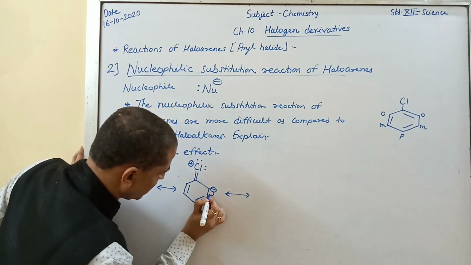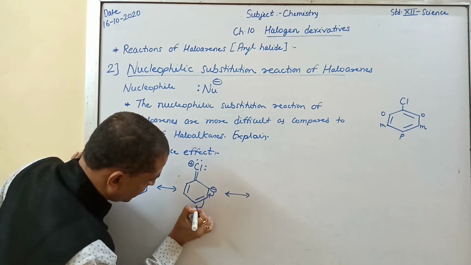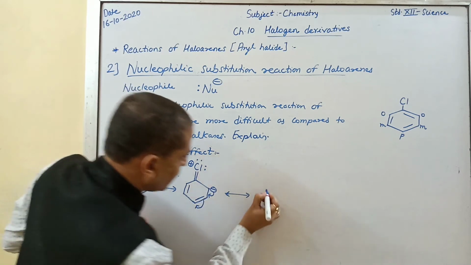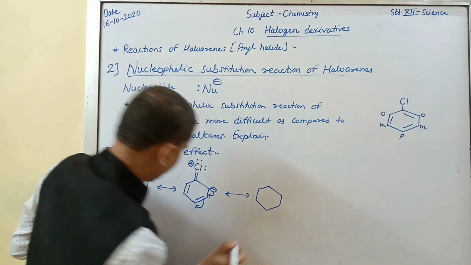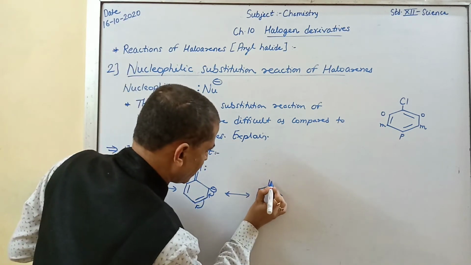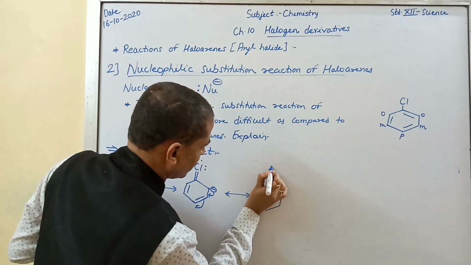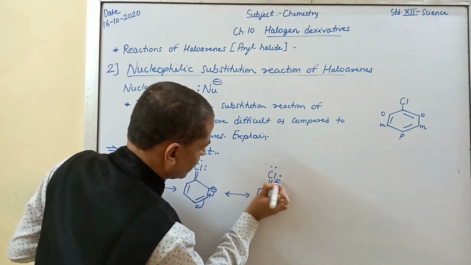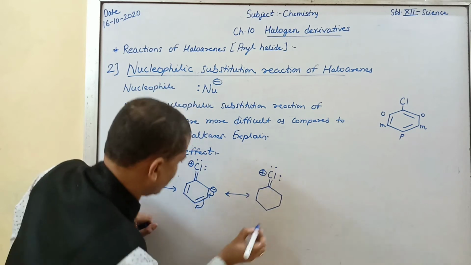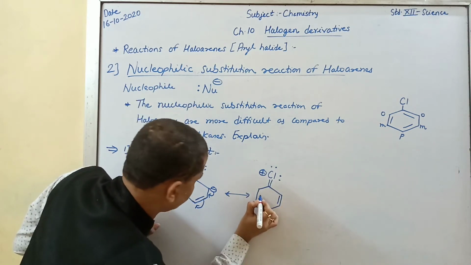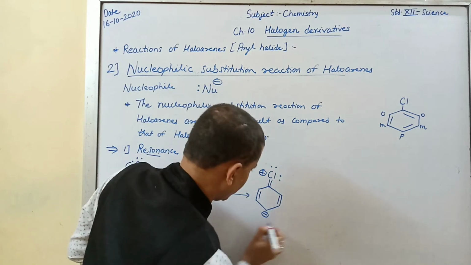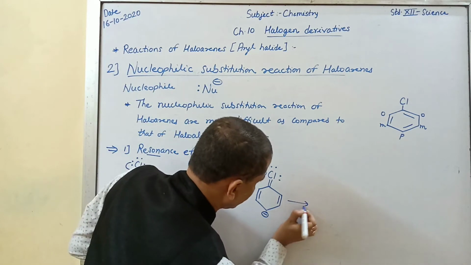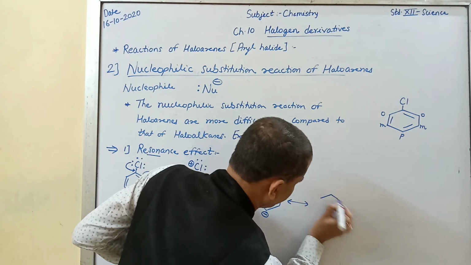What happens here? You get this type of bonds. Here plus charge. This one. Here you get what? Negative charge. This is para position. Now one more structure we will draw.